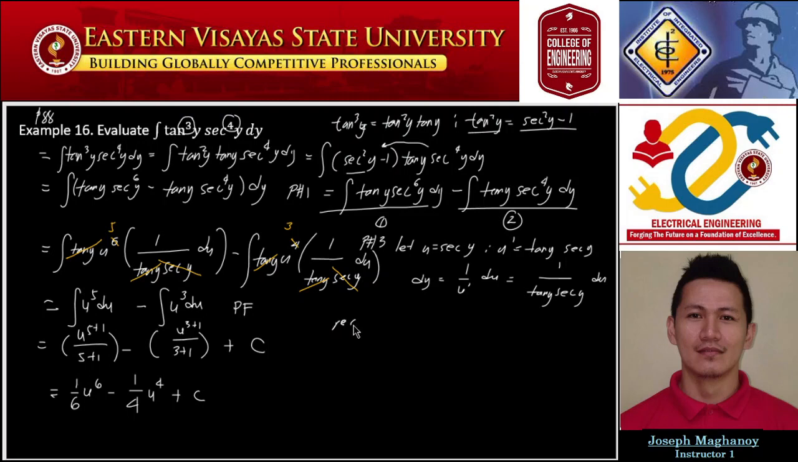We need to recall the value of our u, which is secant y. So we rewrite our final answer now: 1 over 6 secant, since u is secant y, with power 6, y, minus 1 fourth secant with the power of 4, y, plus the arbitrary constant. So this is your final answer for example number 16.